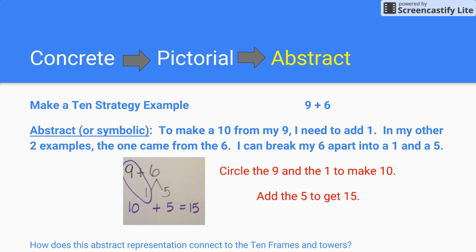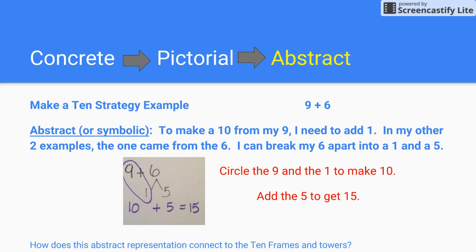Then we move to the abstract, or some books call it symbolic level. Same problem, 9 plus 6. To make a 10 from my 9, because I really don't want somebody drawing 9 sticks and 6 sticks and going back to 1 and counting up, because that's counting all again. I want them to start from that 9, but if they can't, I want them to think, what number is 9 close to? 10. Well, how did I make a 10 before with the 10 frame and the Unifix cubes? Oh, I took a 1 from the 6.